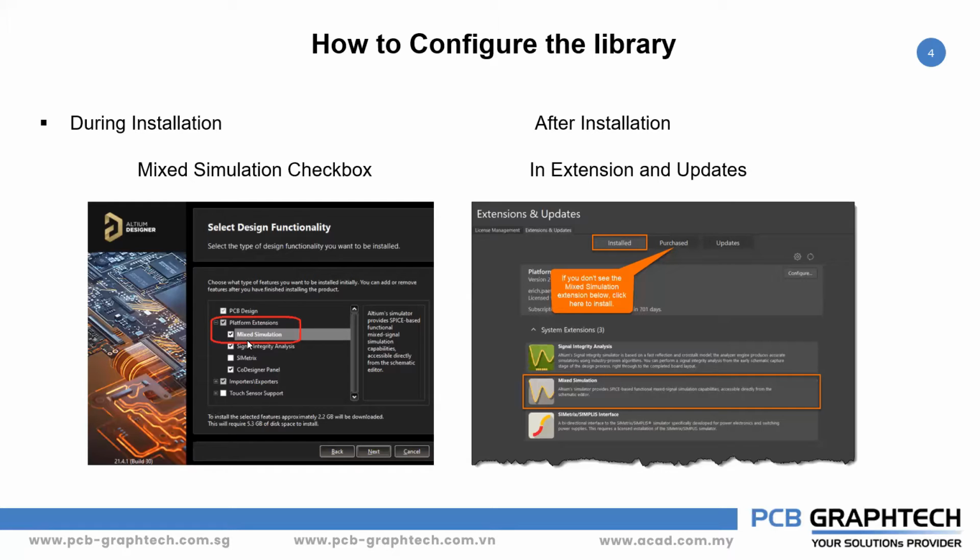If you don't install it here, after installing your Altium Designer, you have already installed it, but you need mixed simulation, so you can go to the second option. Under Extensions and Updates, you can go to the Purchased tab. Under the Purchased tab, you will see this mixed simulation. There will be a small arrow mark showing a download button here. You will need to download and then restart the software. Once you restart, this mixed simulation will be installed and it comes under the Installed tab. So it will be installed for you. But please remember, you have to install it. Otherwise, you will not be able to see this mixed simulation.